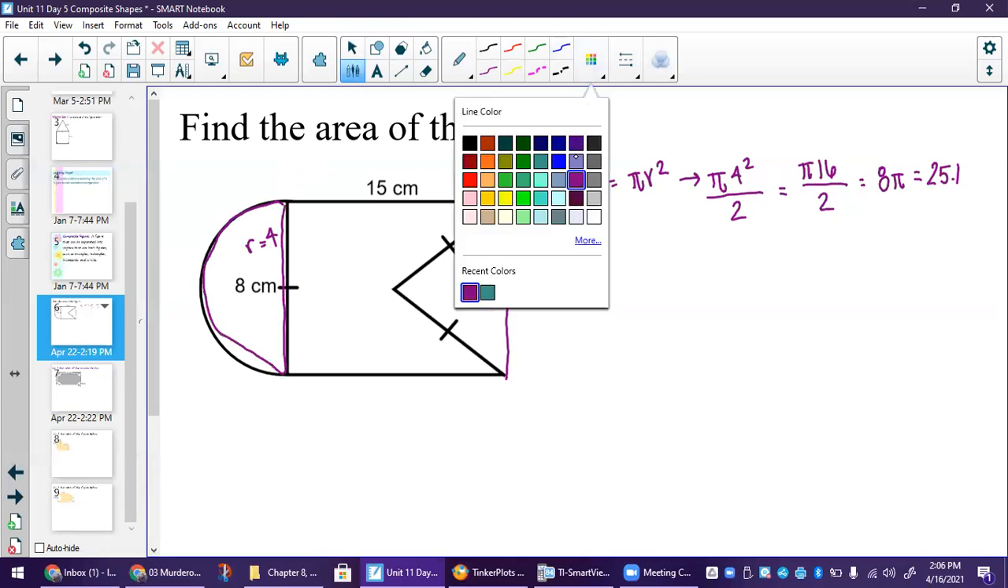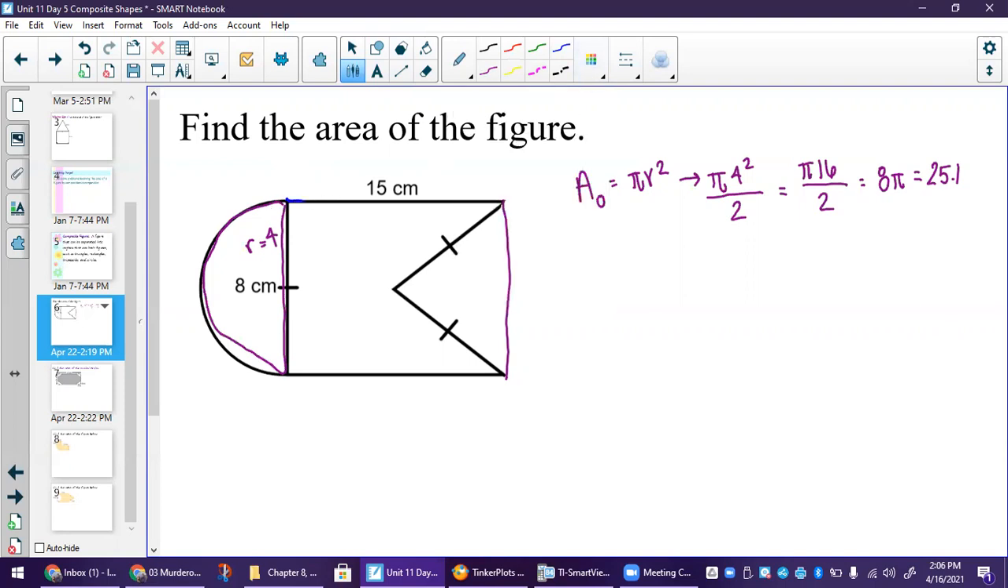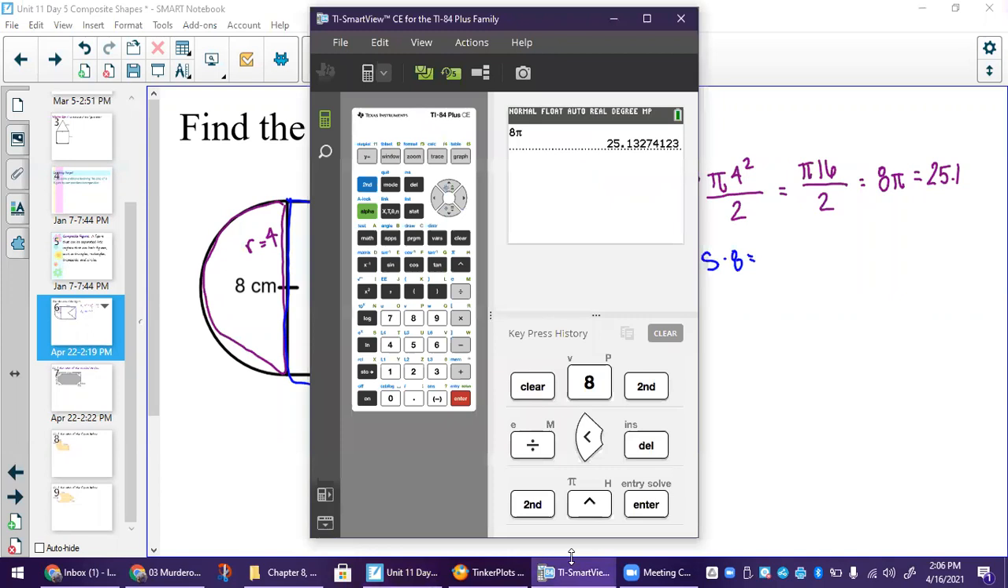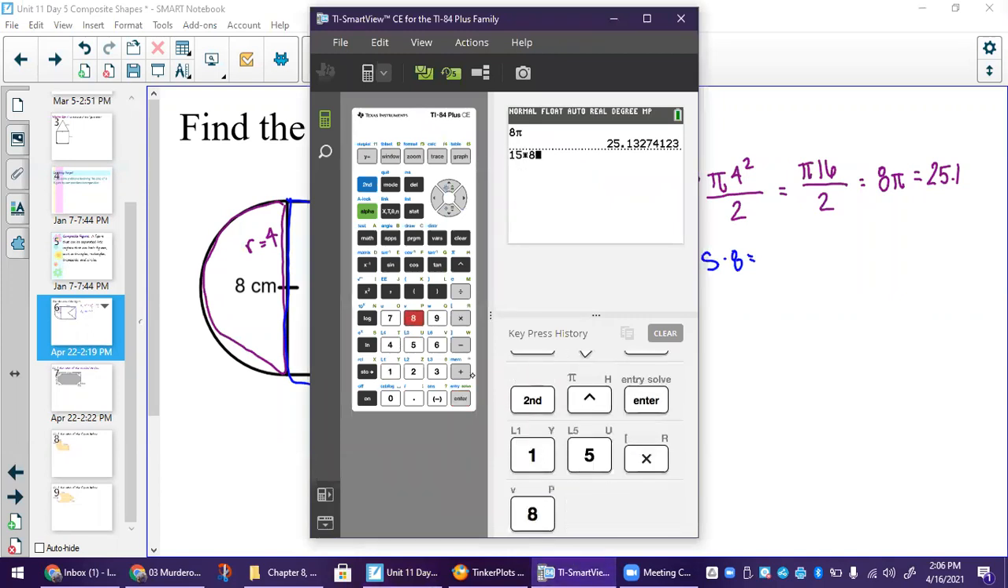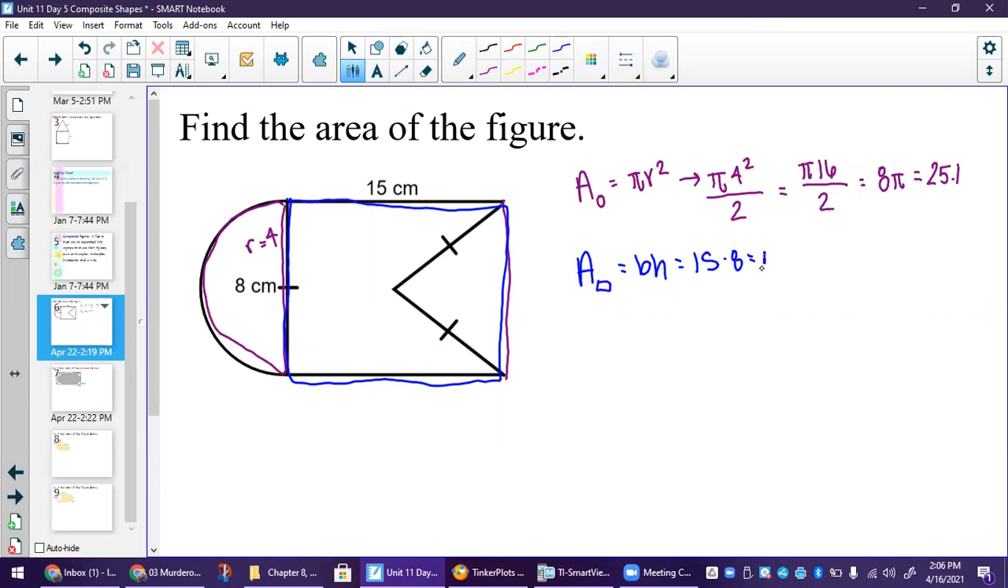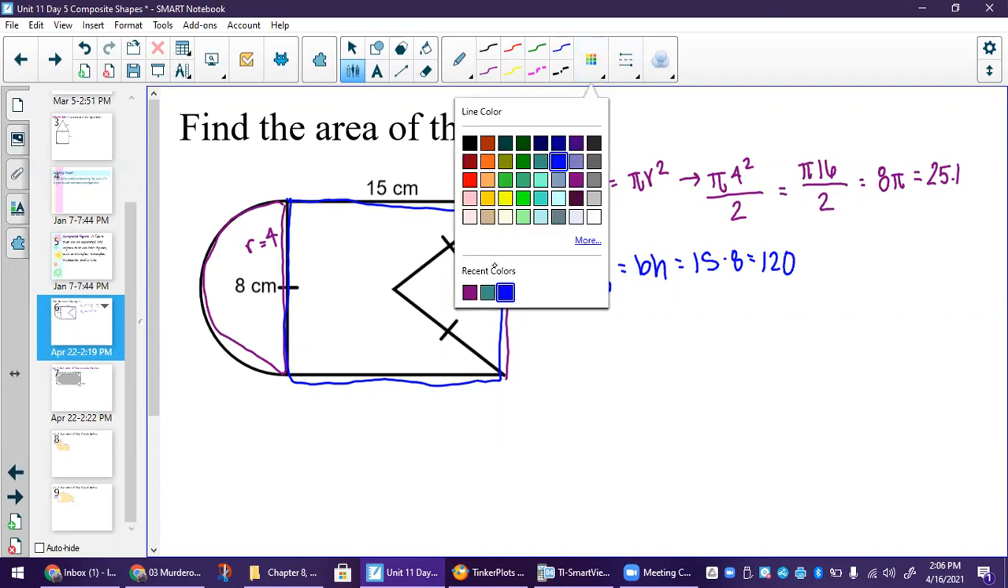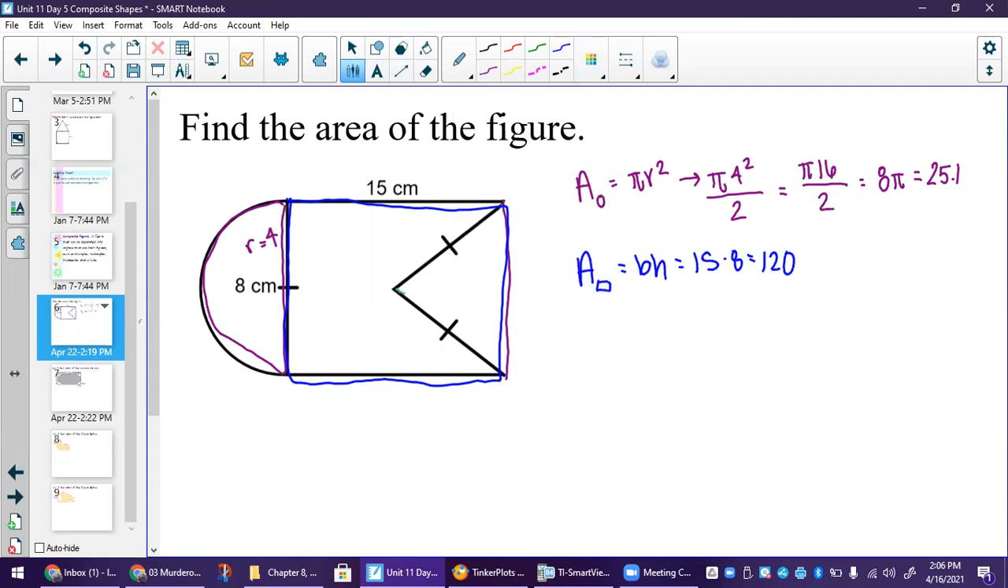Next, I'm going to find the area of this rectangle here. Pretend that those lines are real straight. I know that the area of a rectangle is base times height. Base here is 15. Height is 8. 15 times 8 is 120. All right, but I'm not quite done because again, I want to get rid of this triangle here, thinking about that original black shape.